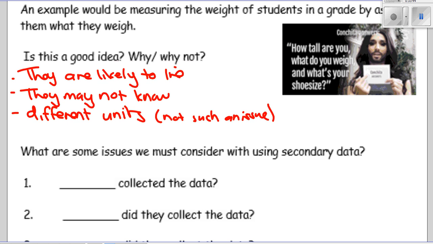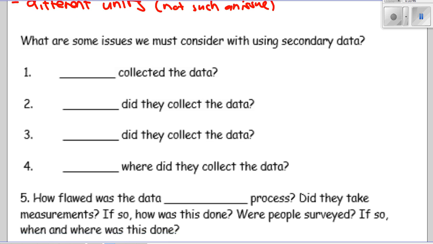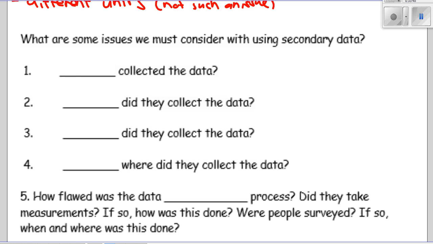Yeah, exactly. When did they collect the data? Where is the originator? So what was the first one? Who collected the data? Was it you? Was it someone else? Was it the World Health Organization? Was it the government? Was it some dodgy business? Why did they collect the data? Was it to justify something? This is something that's interesting.